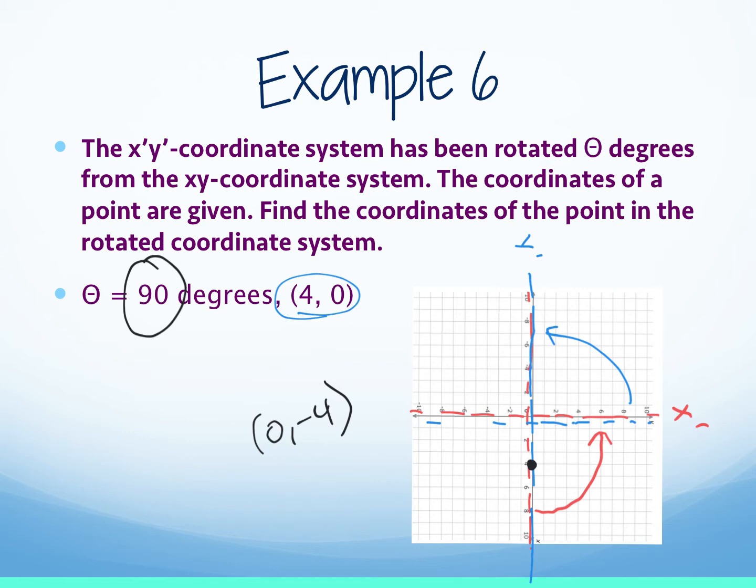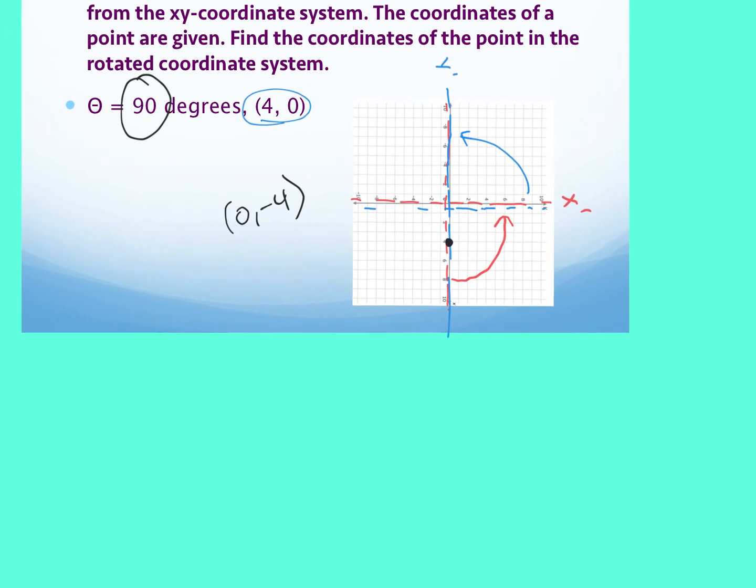So let's say I did the same thing. Let's say theta is now 45 degrees. And I said the same point, 4, 0. So I'm going to pull in a coordinate grid.